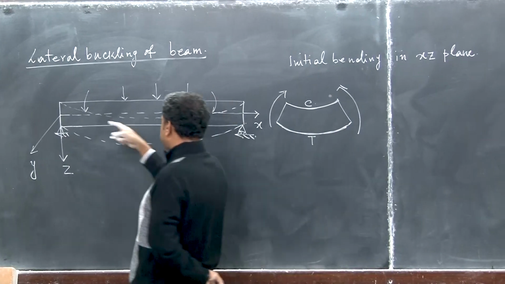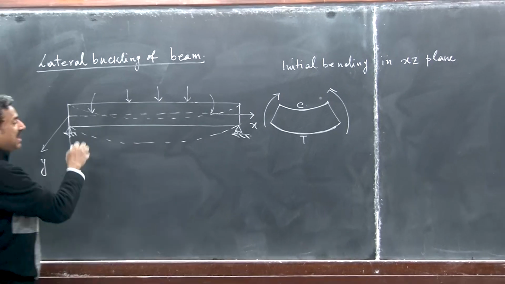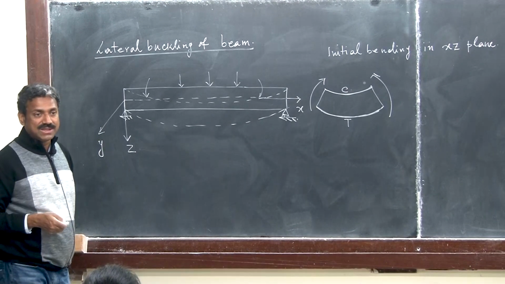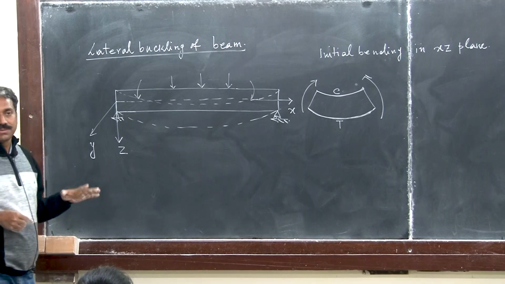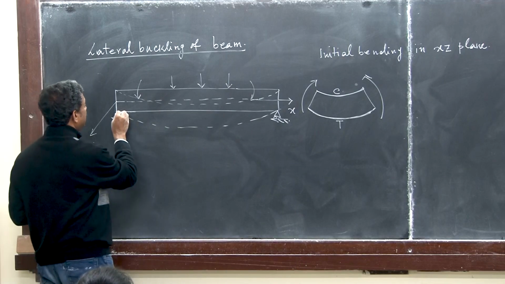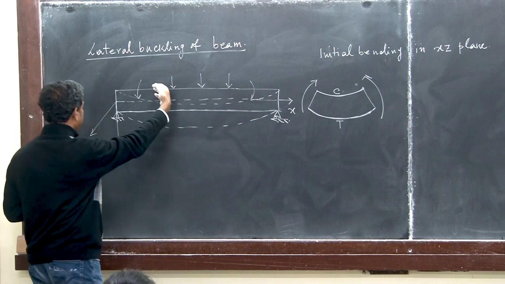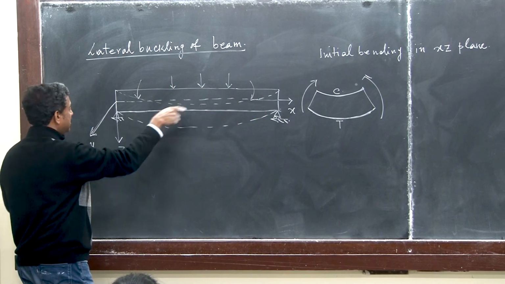Initial bending in the xz plane was happening, right? Then beyond a critical bending, and this time we are going to consider that it is subjected to pure bending, that means a uniform bending moment, because that simplifies our case. Okay, so then what is happening? This flange is going to remain in its place, but the top flange has lateral bending in the xy plane.